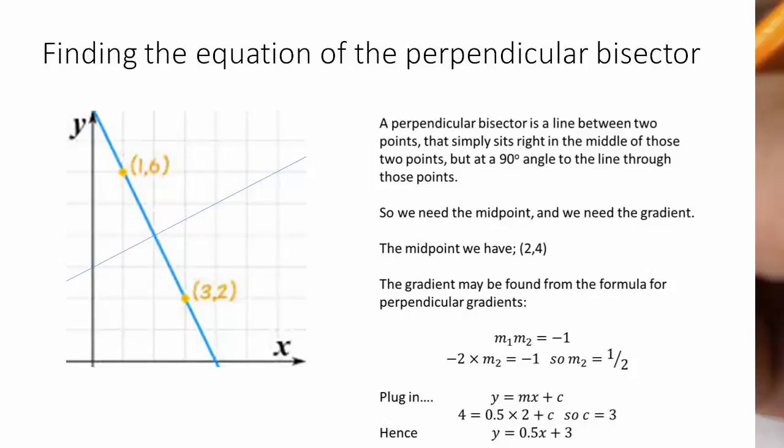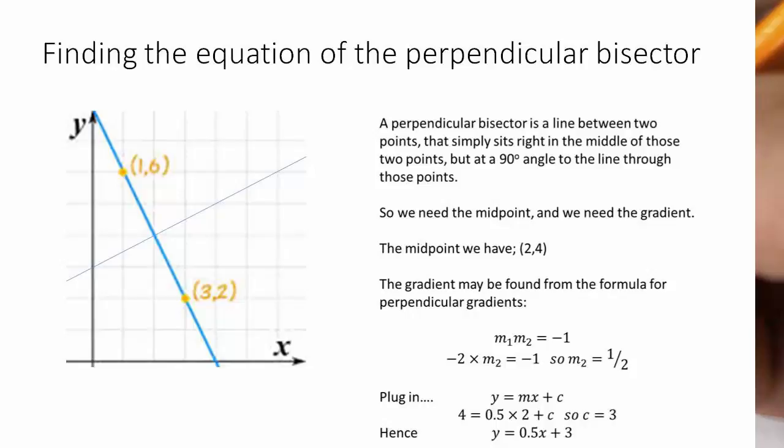Now, because our original line had a gradient of minus 2, we're going to need to find the negative reciprocal of that, which means do minus 1 divided by that value, and minus 1 divided by minus 2 is in fact positive 1/2. And so the negative reciprocal of minus 2 is positive 1/2, and that gives us the gradient of our perpendicular bisector.